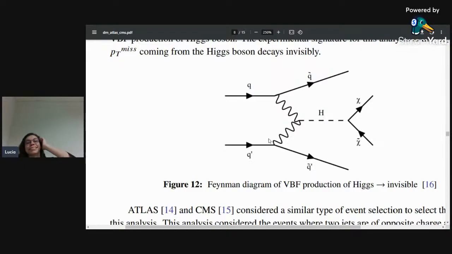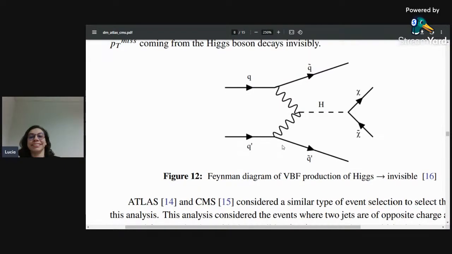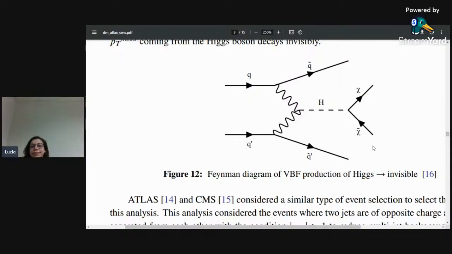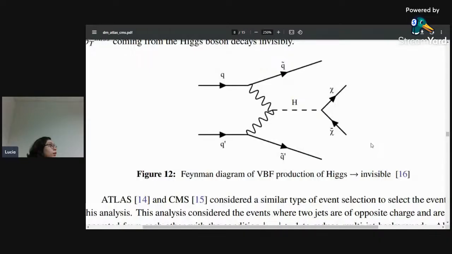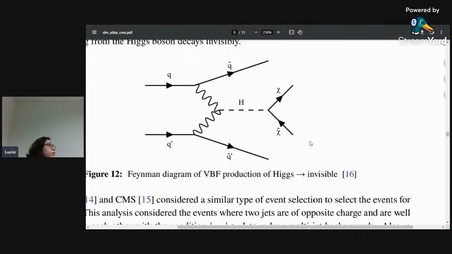So they look for invisible decay of the Higgs into chi. The chi can be considered as fermions or bosons. Is it dark matter, permanent dark matter? Yeah, I assume it's fermionic dark matter, but they don't say. Normally chi is dark matter. So I assume that all of these cases are with fermionic dark matter.